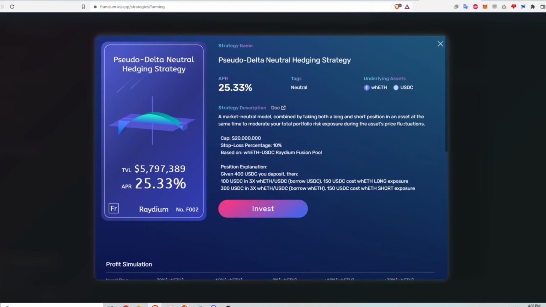Aperture Finance is another platform that's coming online on the Terra network that's going to automate another delta neutral strategy on the Terra network using the Mirror protocol and Anchor and things like that. Let me know if you have any other platforms that do these automated delta neutral strategies on DeFi. Let me know in the comments below.